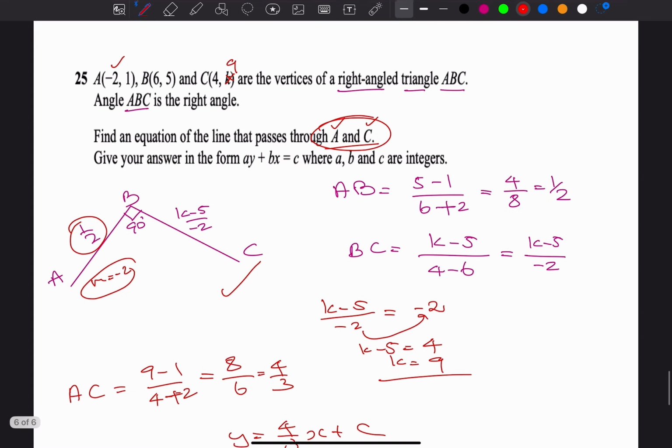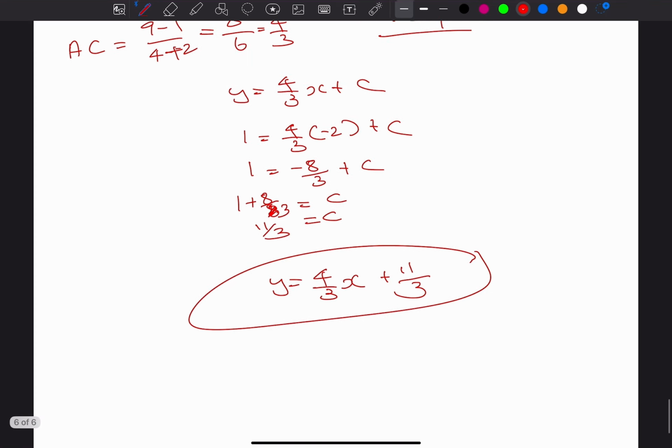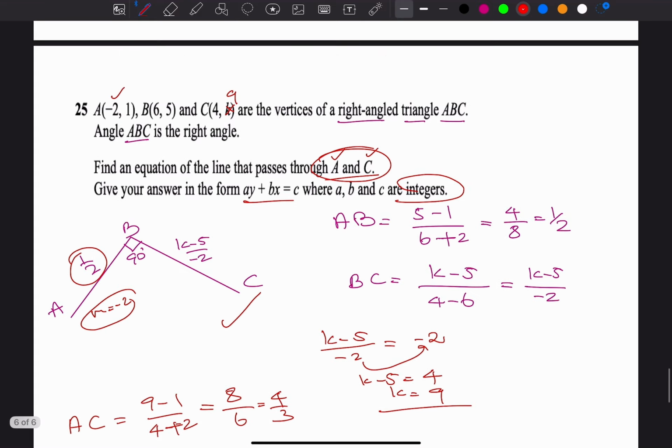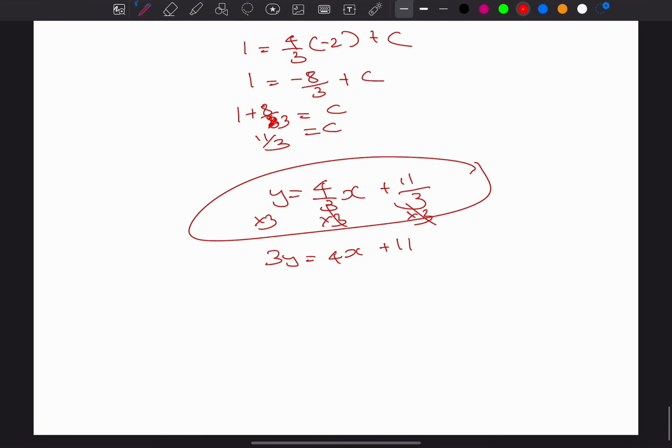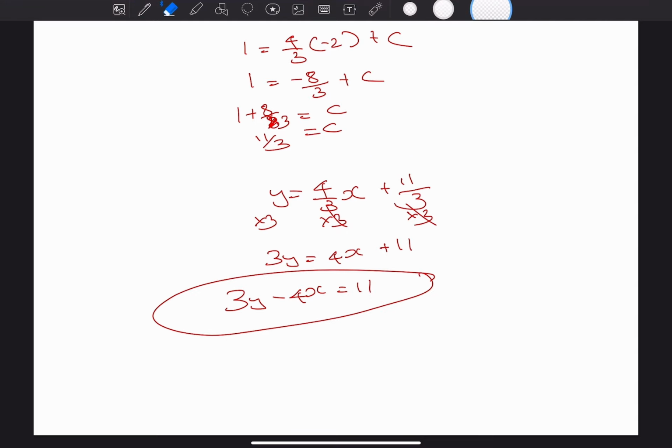Does it give you a form? Oh yes, in the form where all of these are integers. So times everything by 3 here and here. 3y equals 4x plus 11. They want the x and y on that side. Okay, 3y minus 4x equals 11. Now that's the answer. Simple. Learn.